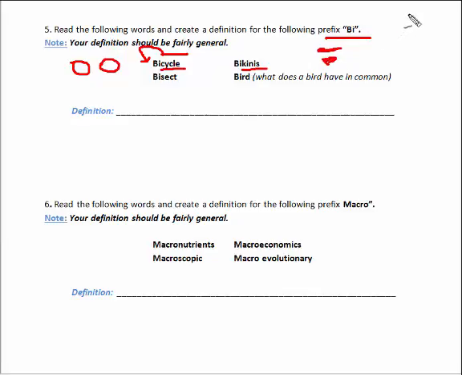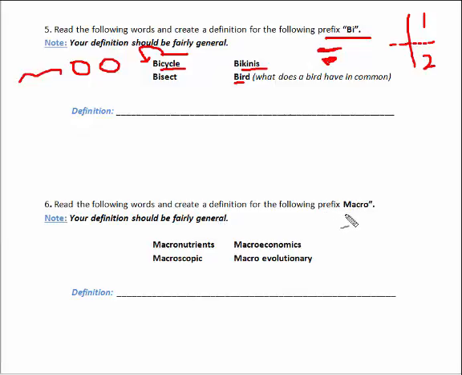Bisect. We're going to take a line and we are going to bisect it. Cut it in two so you have two pieces. Bird starts with bi. What do you know about a bird that has two? That's right, two wings. Bi suggests two. Let's move on to number 6.